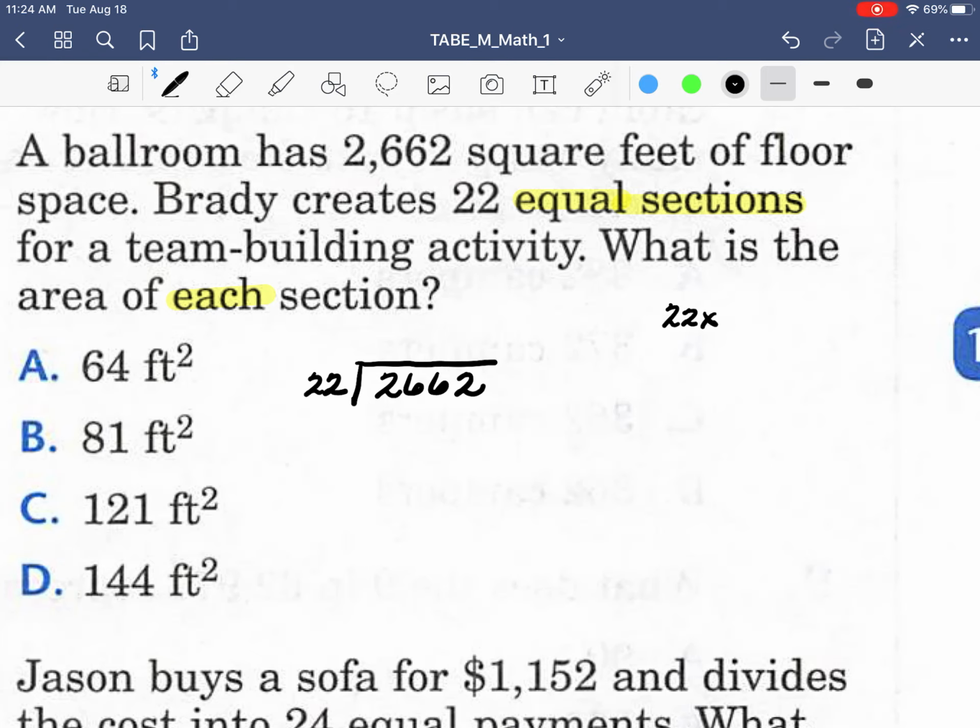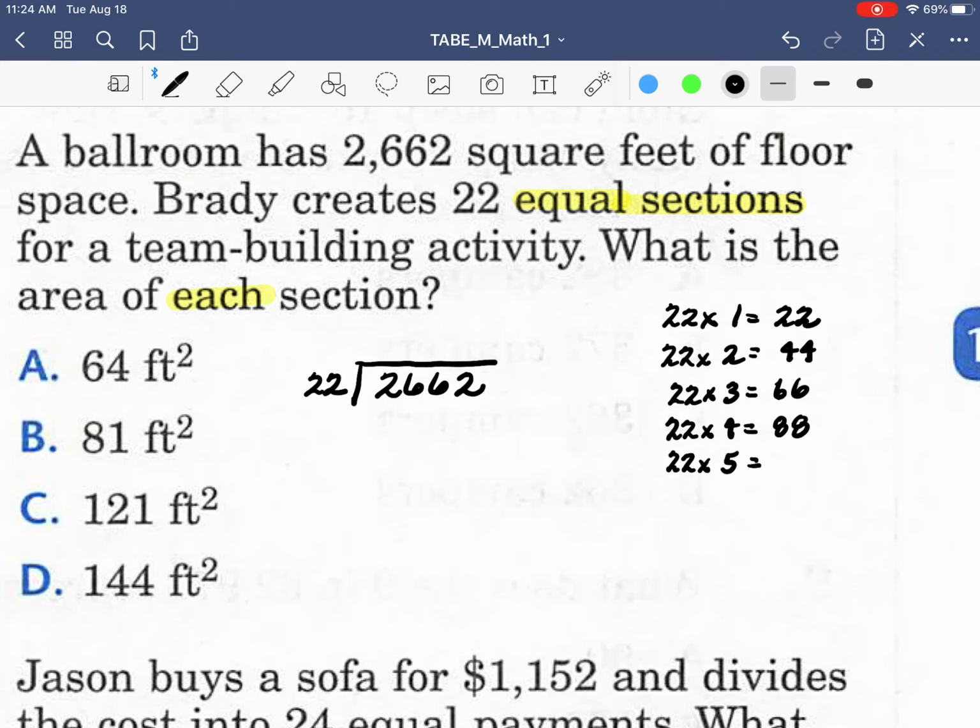And let's list some factors of 22. 22 times 1, 22 times 2, 22 times 3, 22 times 4, and let's go one more. I like to go to 5, but you don't have to. It's up to you. 22 times 5.